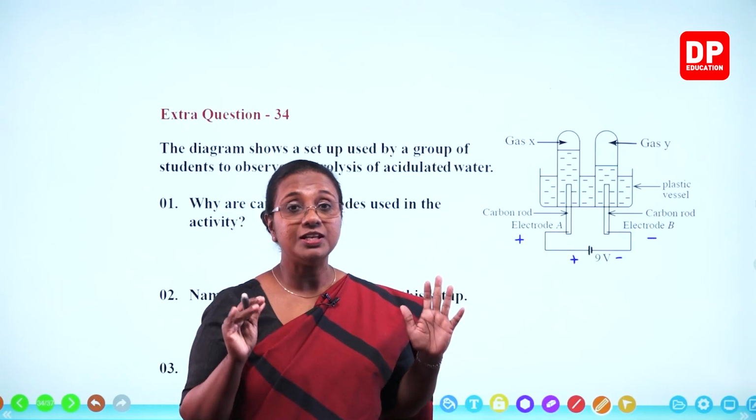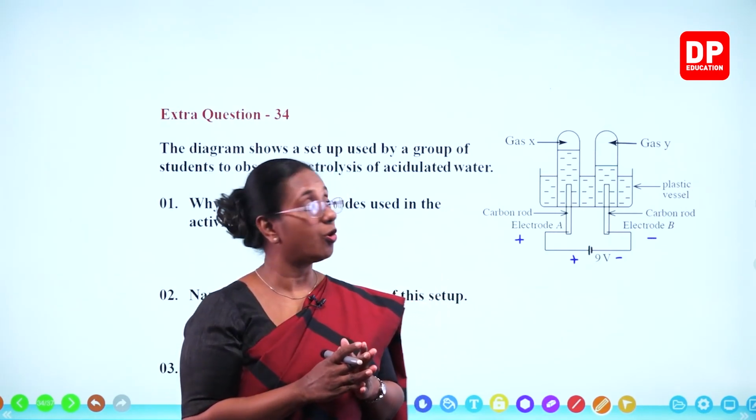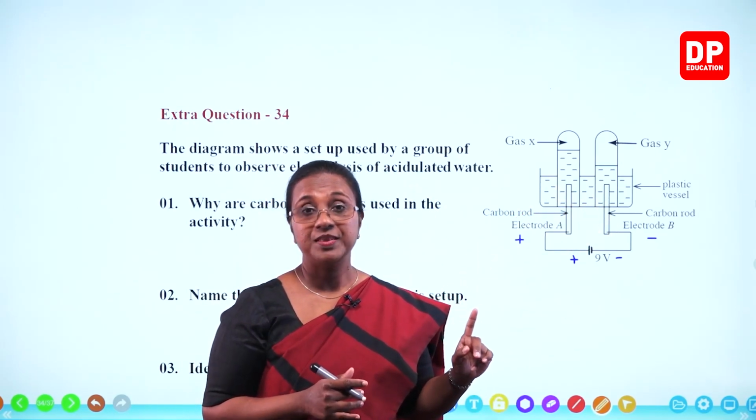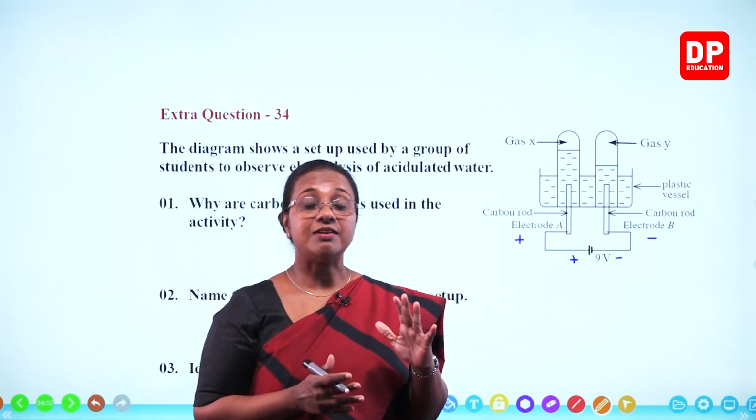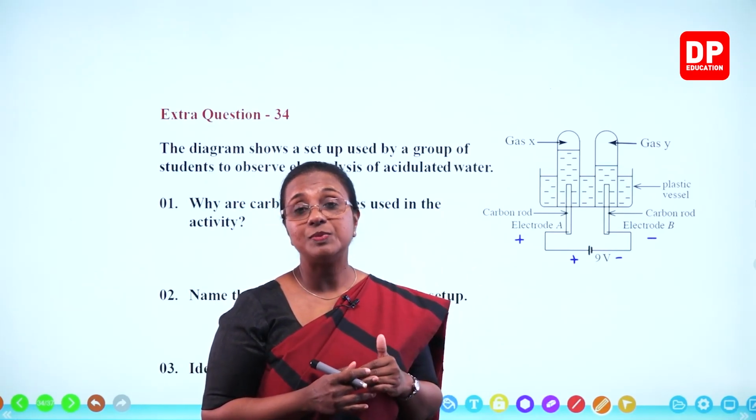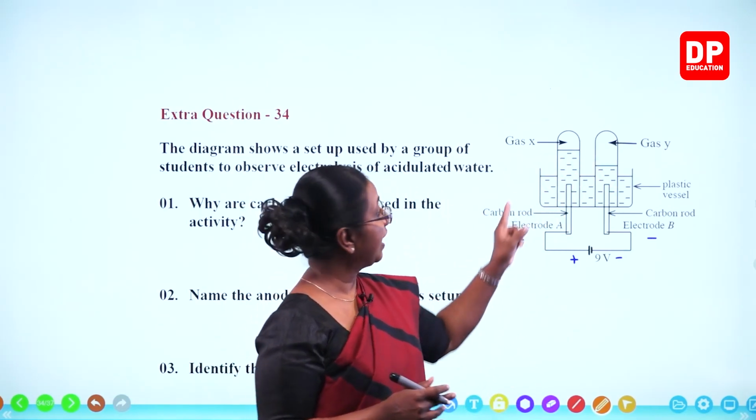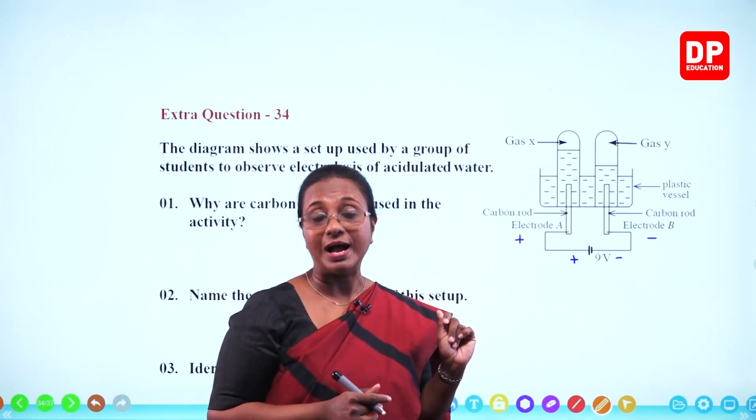When we do the activity, you can remember, students, we fill the two test tubes completely with water and then we invert them over the two electrodes. And when the electrolytic process is taking place, you can remember there is downward displacement of water and gases collect over water. And here the gases are labeled as gas X and gas Y.